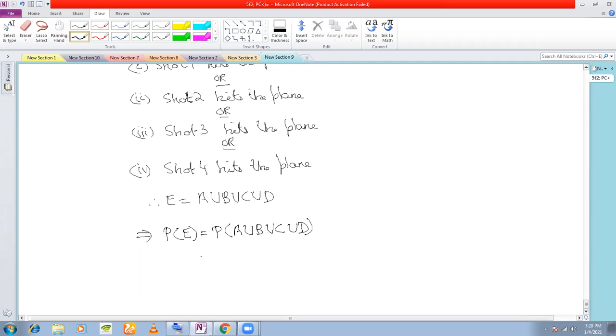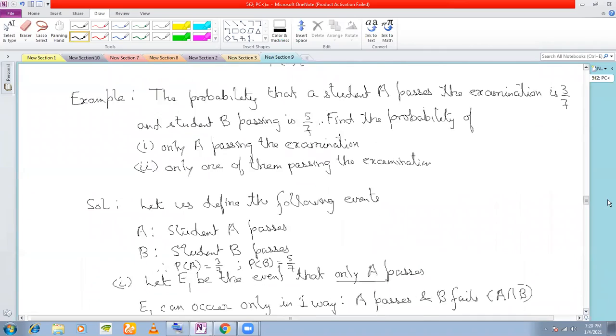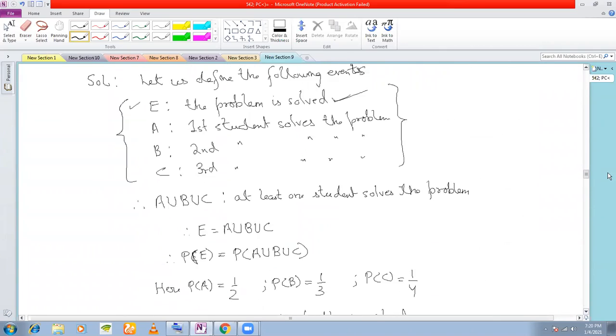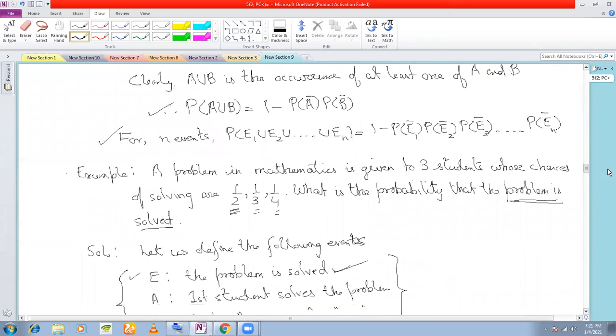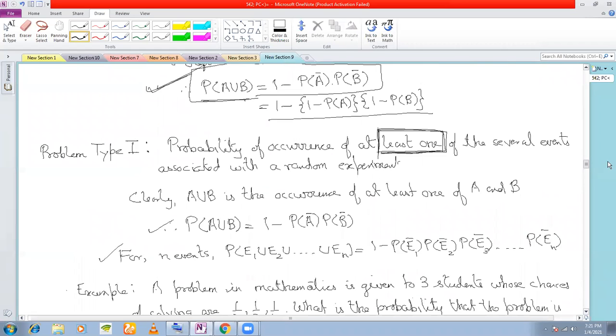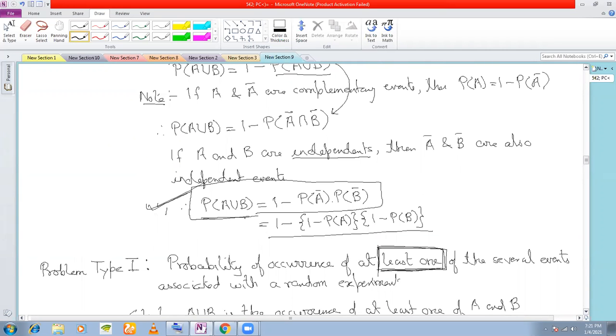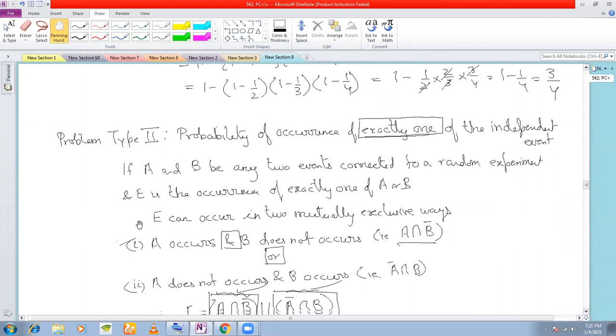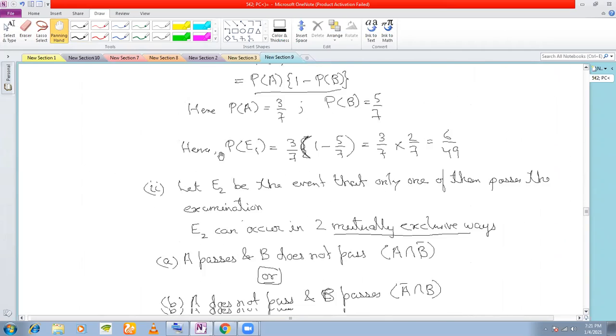And what is the formula for problem type 1? Do you remember the formula for problem type 1? This P(A union B) is equal to 1 minus P(A bar) into P(B bar). This was the formula, right? That means what is P(A union B union C)?